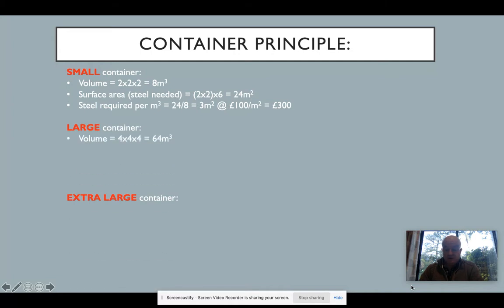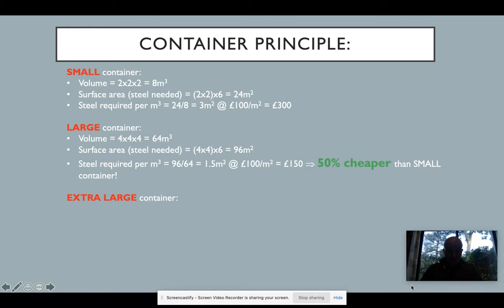If we take a look at a large container, as illustrated on page 34, the overall size of the container has doubled, going from 2 meters by 2 meters by 2 meters to 4 meters by 4 meters by 4 meters. So that's going to give you 64 cubic meters of space. The surface area of steel needed in this case is 96 square meters. But in this instance, because we can negotiate a better price, the amount of steel required is in this case 1.5 square meters at £100 per square meter. So that's £150. It's actually 50% cheaper than the smaller container.